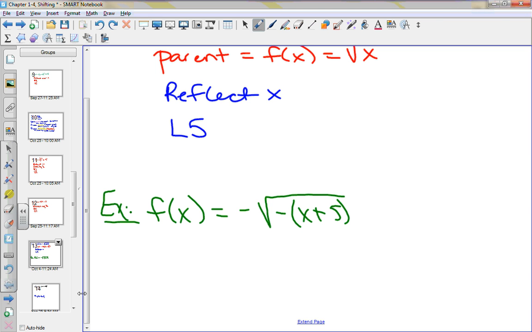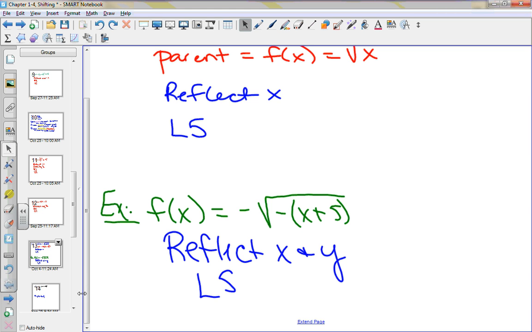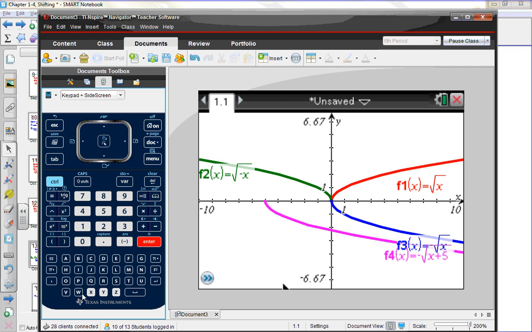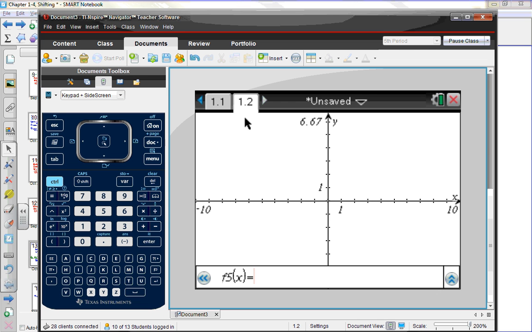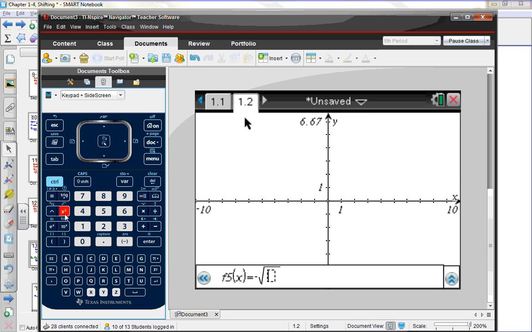Flip both. It's going to flip or reflect over the x and y, and then it's going to go where? To the left 5. So let's come back over here and check that out. I'm going to get a new document, a new problem, just because it's hard to see here. So that's going to be negative square root of negative parenthesis x plus 5.